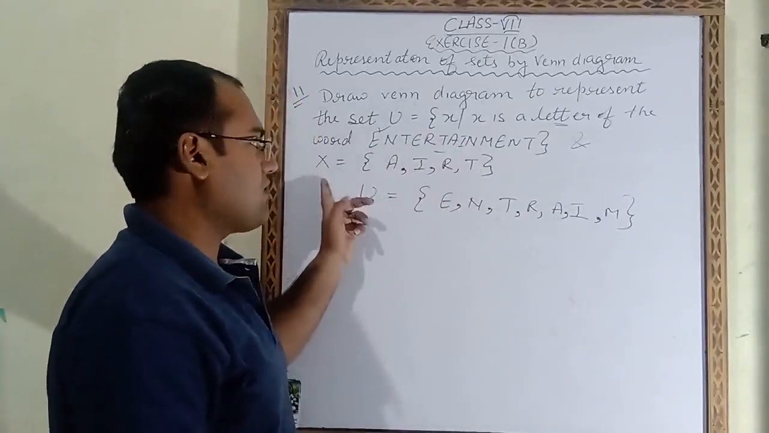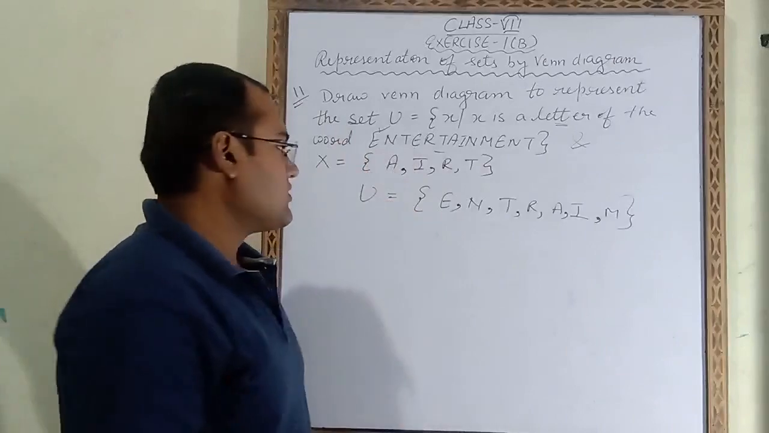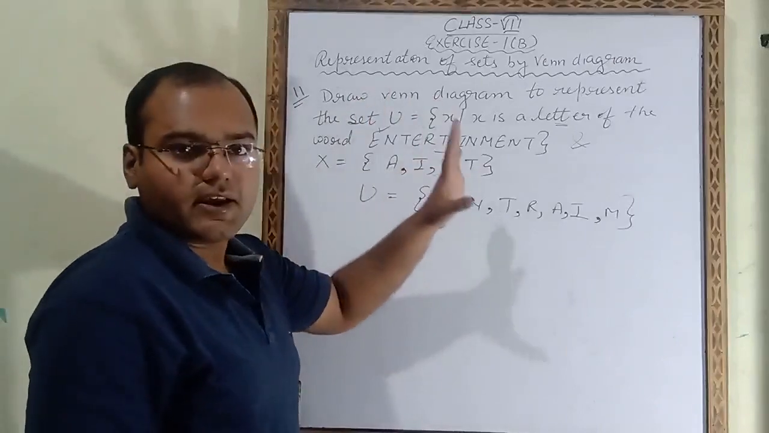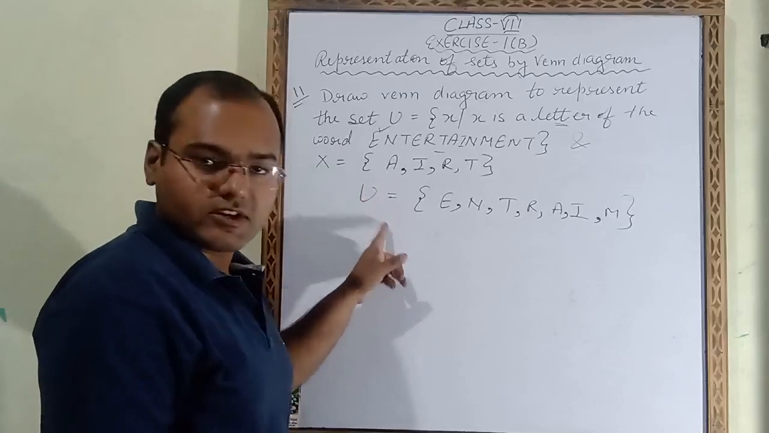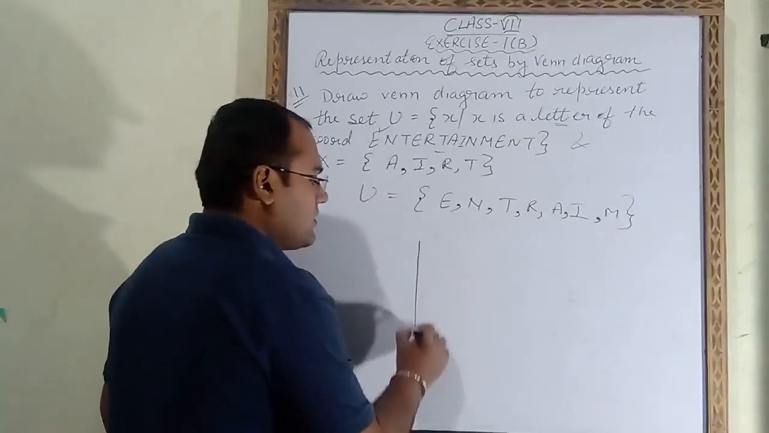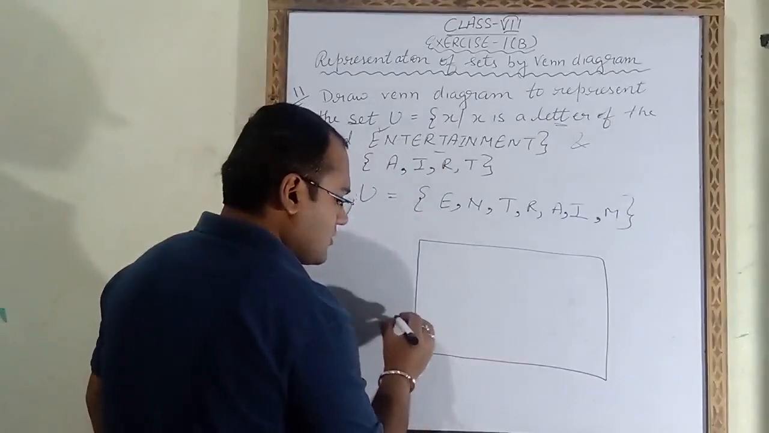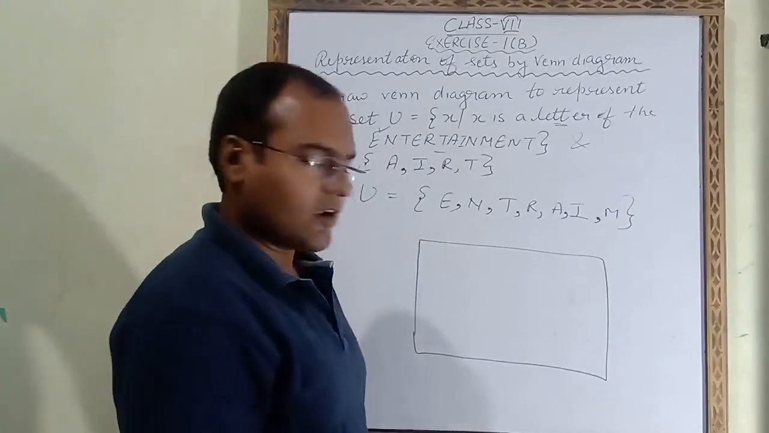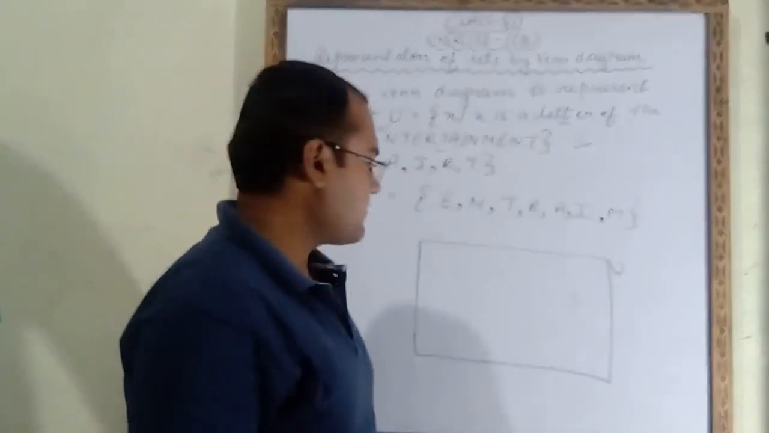Now X set is also given. X set is A, I, R and T. So we have to draw a Venn diagram. For a Venn diagram, first of all, we have to check the universal set given. Universal means we have to draw one rectangular box. First of all, we have to draw a rectangular box, and here we have to write this is the universal set.